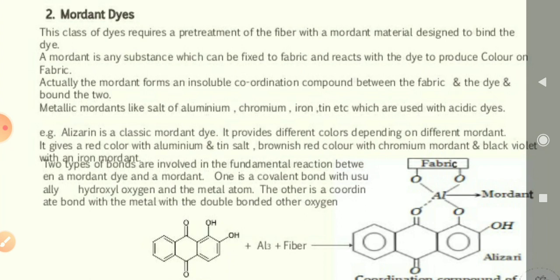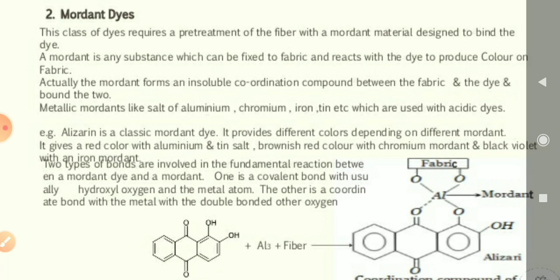It provides different colors depending on the mordant. It gives a red color with aluminium and tin salt, a brownish red color with the chromium mordant, and a black violet with an iron mordant. Two types of bonds are involved in the fundamental reaction between a mordant dye and a mordant. One is a covalent bond, usually with hydroxyl oxygen and the metal. Another is a coordination bond with the metal and the double bonded oxygen.